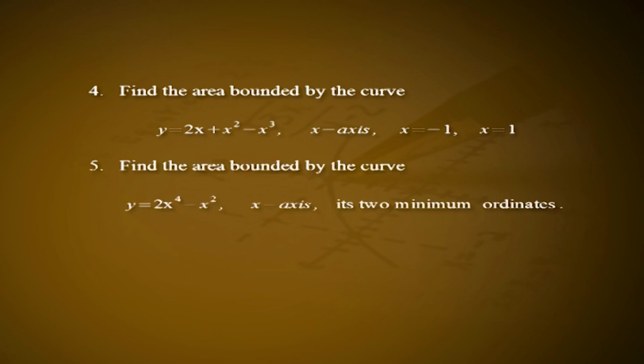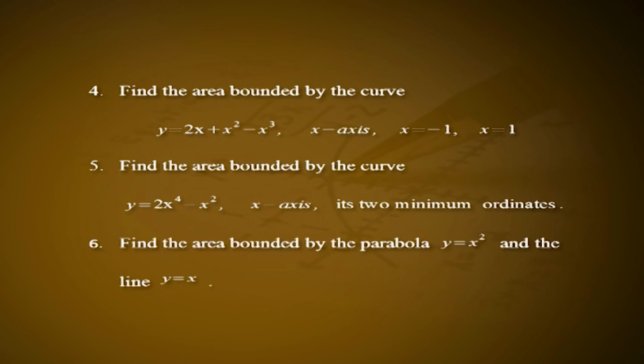Fifth one, find the area bounded by the curve y is equal to 2x raised to 4 minus x square, x-axis, its two minimum ordinates. And the last one, find the area bounded by the parabola y is equal to x square and the line y is equal to x.